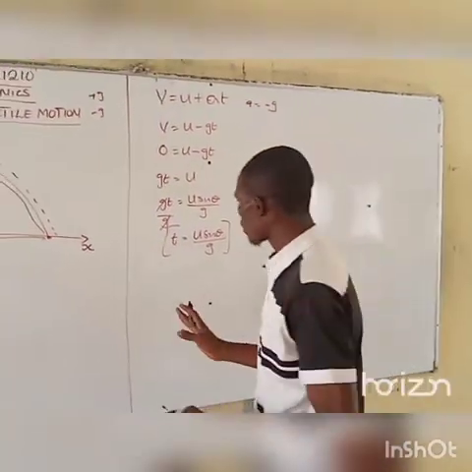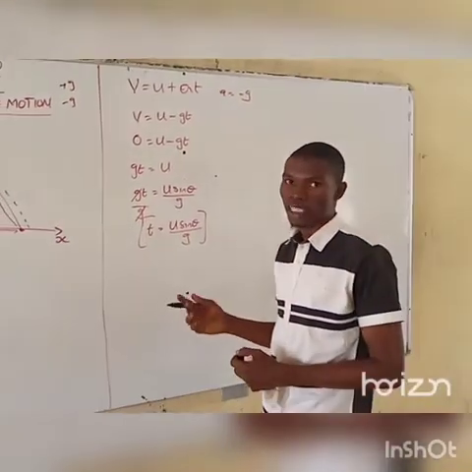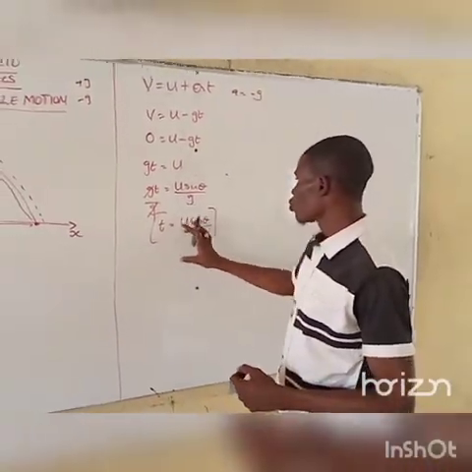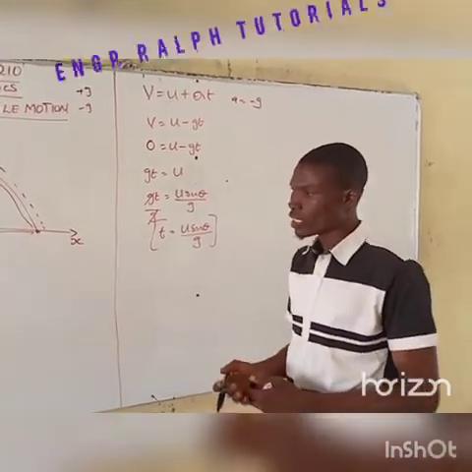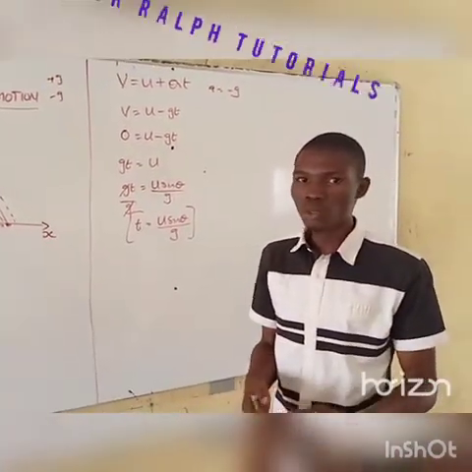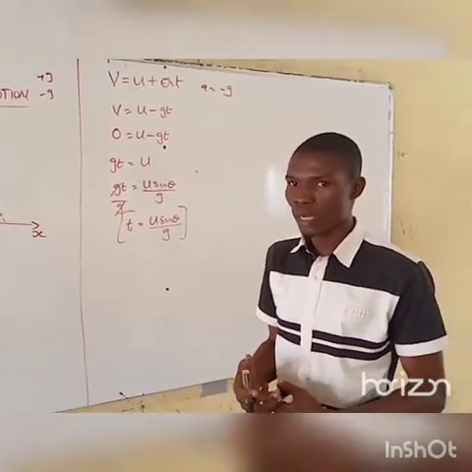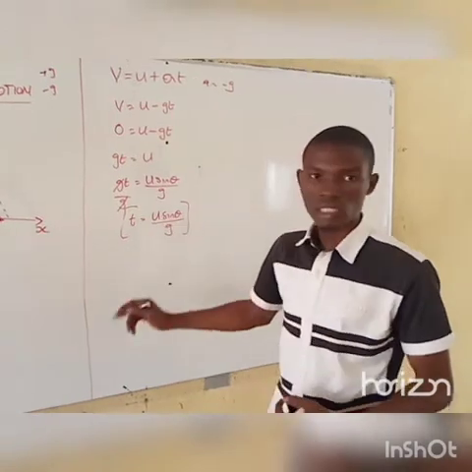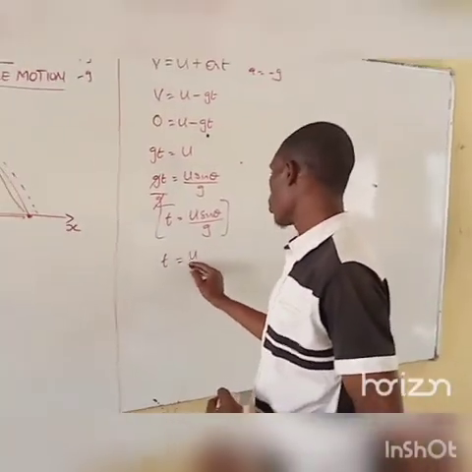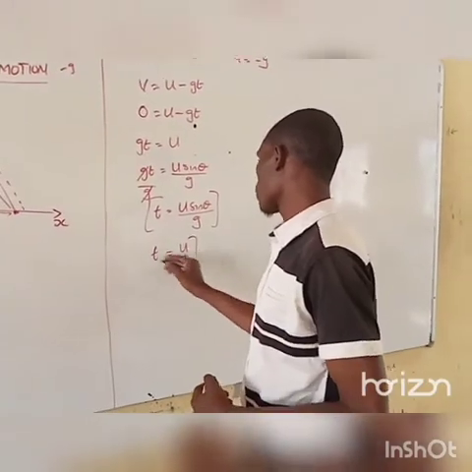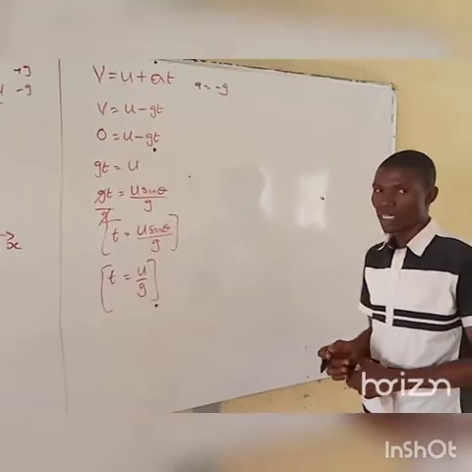So whenever you are asked to find the time to reach maximum height or time to return from maximum height, you use u sin theta over g. But sometimes you are not given theta. They will ask you to calculate the time to reach maximum height or the time to return from maximum height, but you are not given theta. So in that case, you use t is equal to u over g. So this is also the time to reach or return from maximum height.